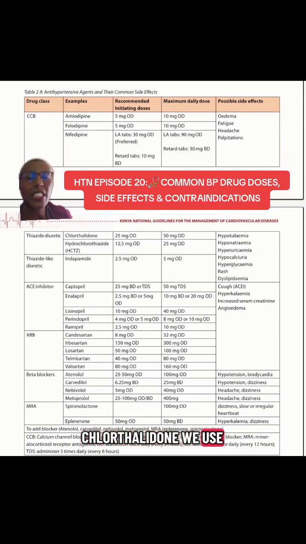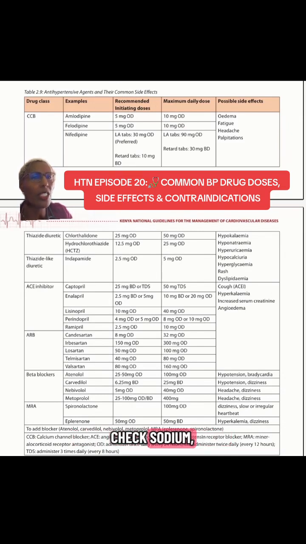Chlorothalidone, we use at 25 mg, maximum dose of 50 milligrams. Indapamide, 2.5, maximum dose 5 milligrams. Remember, with thiazides, the main side effects are electrolyte imbalances. They can cause low potassium, low sodium, increased uric acid, and remember, with hyperuricemia, thiazides should not be used in patients with gout. So monitor your electrolytes in patients on thiazides.